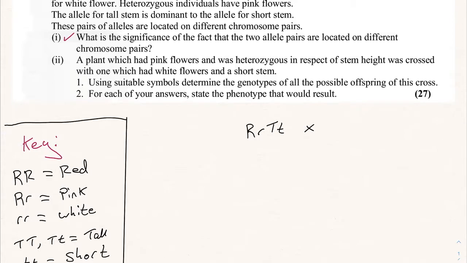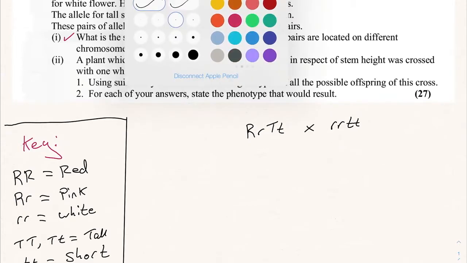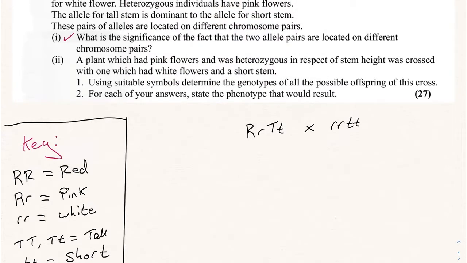Okay, let's look at the next parent. We're crossing it. We're reading it there. It's crossed with one that had white flowers and a short stem. So if it's white flowers, there has to be two small r's, and a short stem has to be homozygous recessive there as well. Okay, so we have that done. Our next step, and it's always the next step, guys, is to find out what the gametes are. So we put in our gametes.